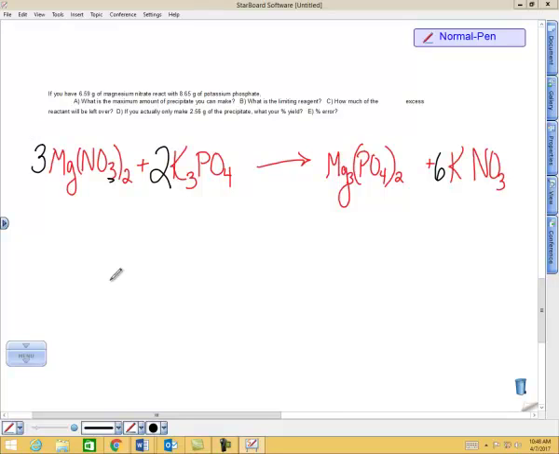And I do this all the time. I like to list the information right into my balanced reaction. So if you have 6.59 grams magnesium nitrate, so 6.59 grams of this, reacts with 8.65 grams of potassium phosphate. What is the maximum amount of precipitate you can make? Oh yeah, we didn't look at solubility yet, huh? We need to know which one of those products is a precipitate.